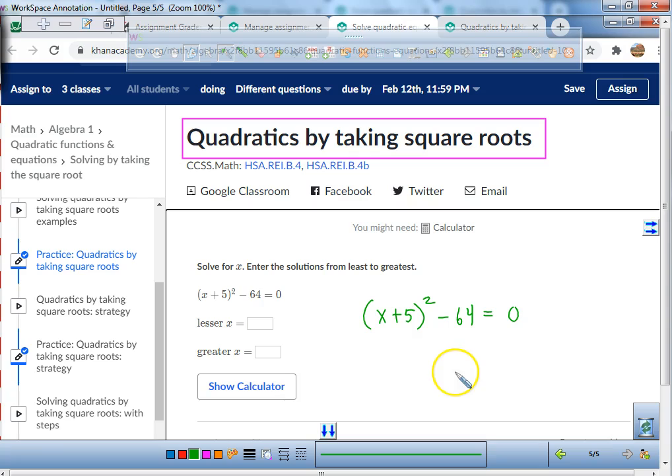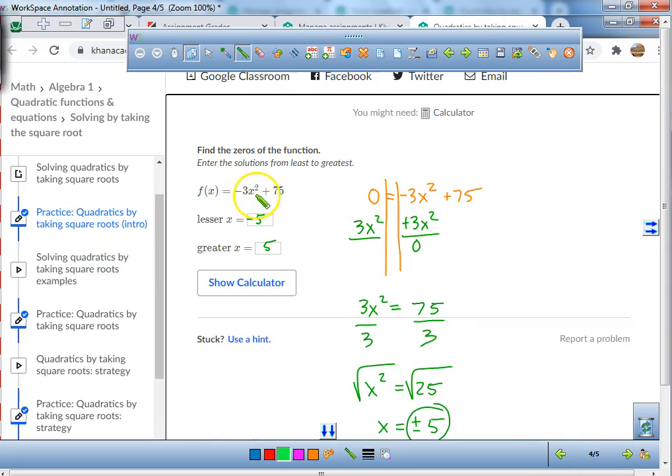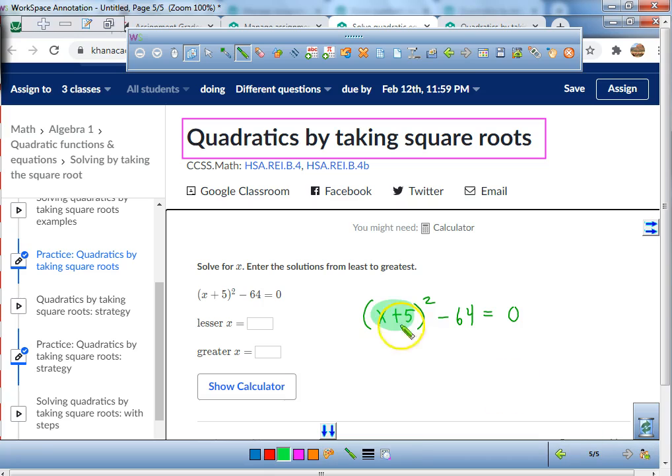All right, guys, before we get started, I want you guys to understand what we're about to do is basically the exact same process. But I want you to think. Right now, we have what? X plus 5 being squared. Before, we just had an x squared. Now we have a binomial being squared. So what the first step is, I want you to isolate the binomial that is being squared. What's the binomial? This x plus 5.